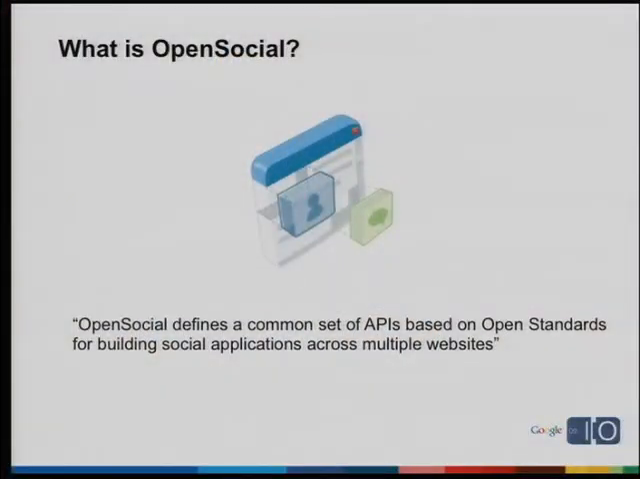Okay? So let's just jump right into it. What is OpenSocial? Well, it's essentially a set of APIs that allow you to build social applications. And these APIs are standard. So what that means is that it's not one company or one particular technology. These standards have been brought together by a set of companies that have been collaborating. And they've been working essentially for almost 2 years now.